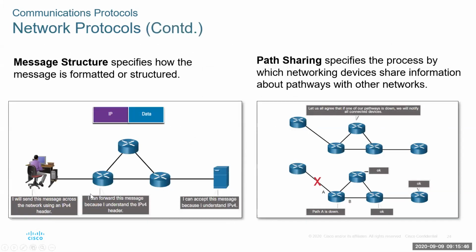And so if we look at a message structure here, you're going to have something like this. So this guy's going to send a message. He's going to encapsulate it in an IPv4 header and forward this out to a router. He understands the IPv4. He doesn't necessarily care about the data. All he cares about is what the IP address is coming in and how he can route to it. He looks up his routing table, sends it across, and gets it over to the server in this case.